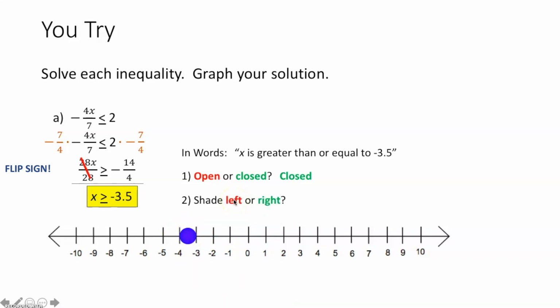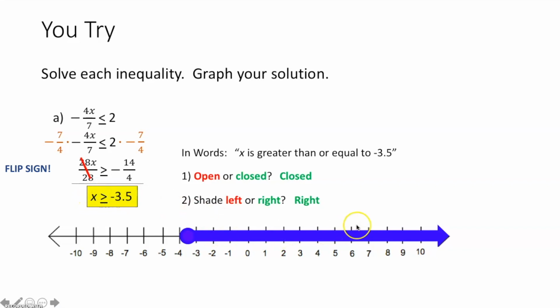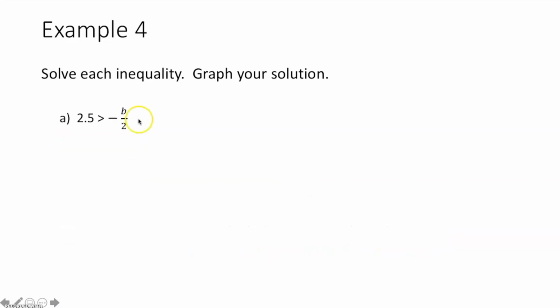Next, am I shading to the left or the right? Since I have all x's greater than or equal to negative 3.5, that would be negative 2, negative 1, 0, 1, 2, 3, all the numbers to the right of our given point. Now again, since we solved for our variable on the left, the inequality sign points in the direction we should shade. Example 4, doing the same thing.